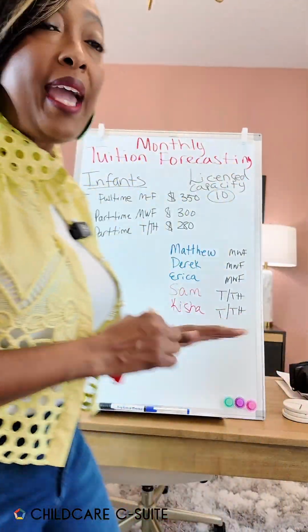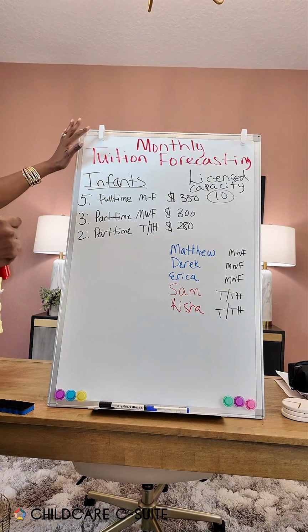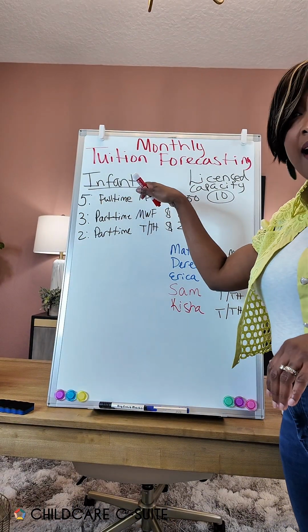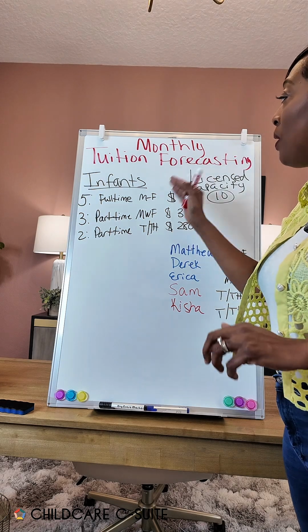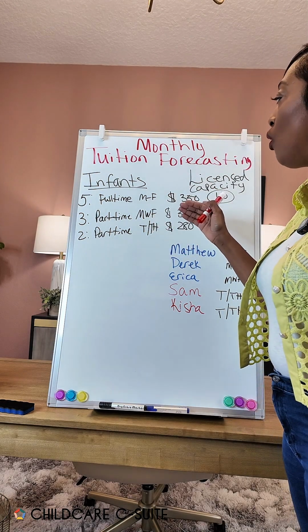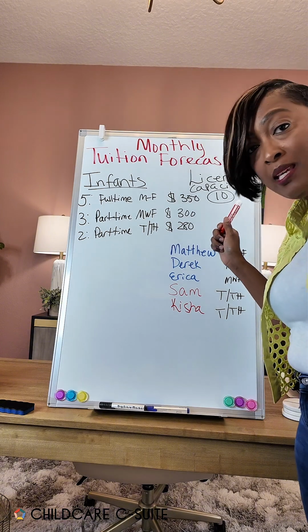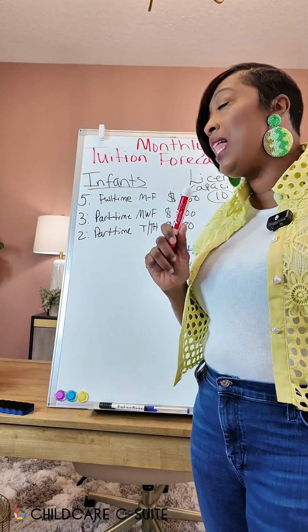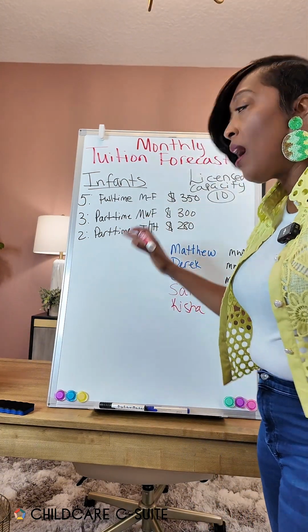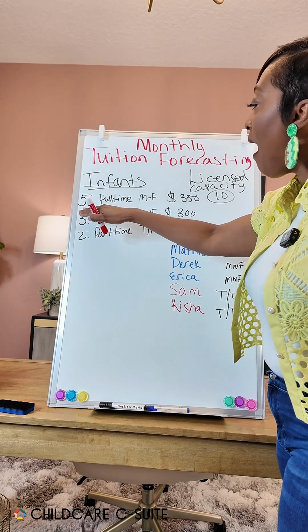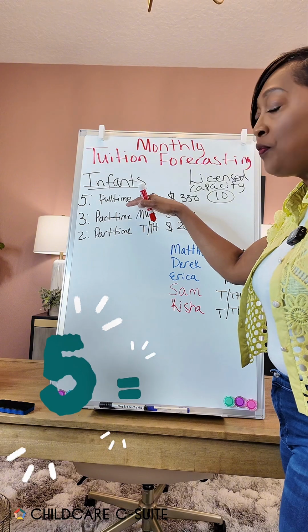So what I've created for you, this is our monthly tuition, and we are going to look at our infant classroom. With the infants, we are going to assume that we are licensed for 10 babies. 10 babies can be in this classroom. Now, right now, I am saying that these are the students I have enrolled in that class.